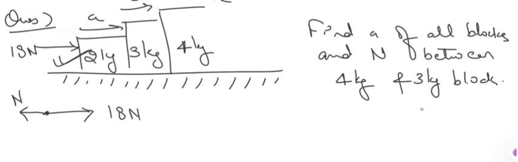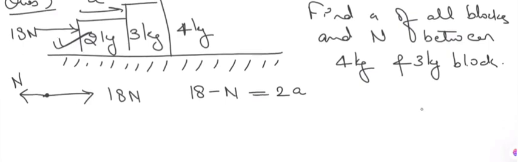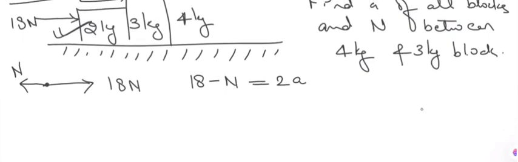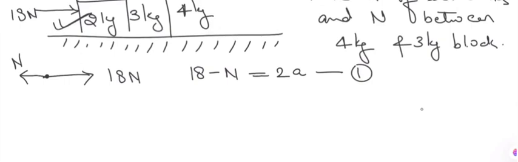Going ahead, if I draw the FBD for this, then 18 Newton is the positive direction, N is the negative direction, correct? Which is equal to MA. MA here will be 2A. Making sense? Now I can rewrite it as 18 minus N equals 2A. Let it be our first equation. Let's see the next one.